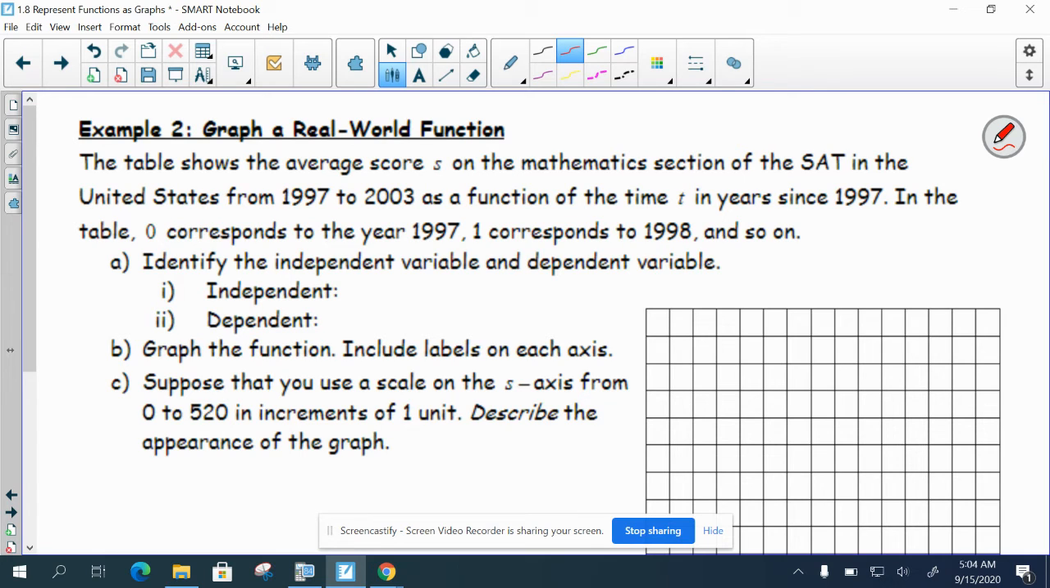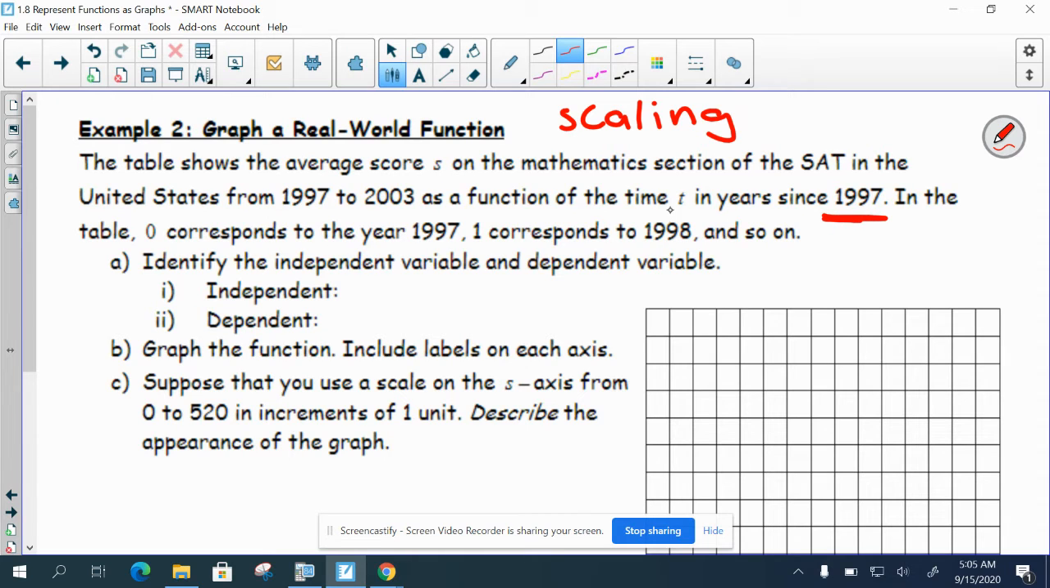So example 2, a real world example. In this example, we're also going to talk about scaling. Let me spell that out for you. Scaling. So scale, kind of like scaling, so setting up a scale for your graph. The table shows the average score S on the mathematics section of the SAT in the United States from 1997 to 2003. Don't feel like you have to write all of this down. Just write the important things down in your notes. As a function of time in the years since 1997.